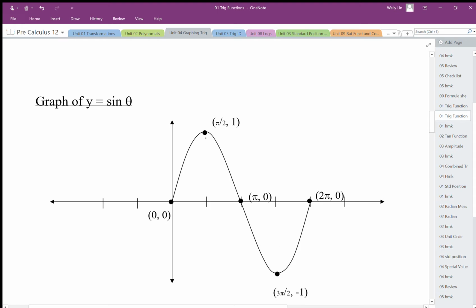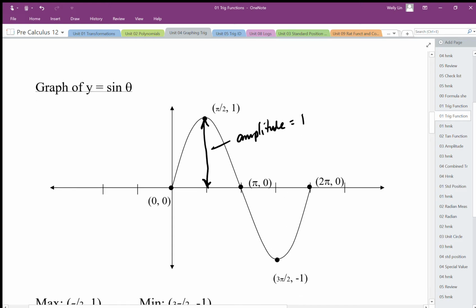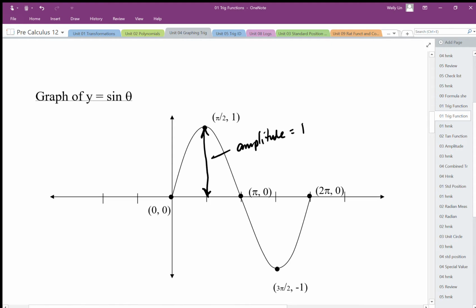And we're going to start describing parts of this graph, give it some words. The height of this graph from the middle is something we're going to call the amplitude, and the amplitude is equal to 1. Okay, so the max the sine value can be is 1, and as we go down, the amplitude is still 1, but in the negative direction, we end up with a value of -1. So the amplitude is 1.